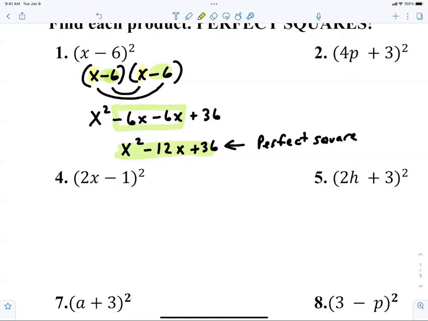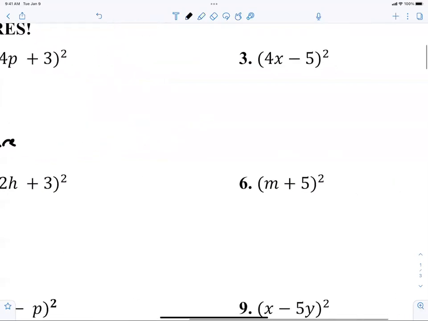That's the only way to get 36. Yes. Yeah, you're doing this times this and this times this. All right. Now I'm going to jump over to number 3 real quick.